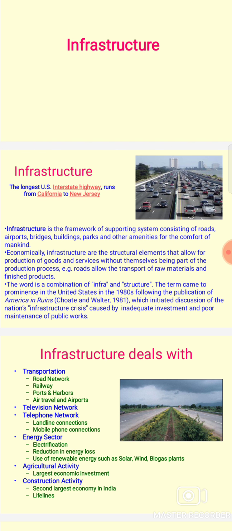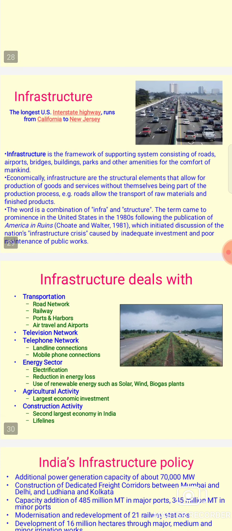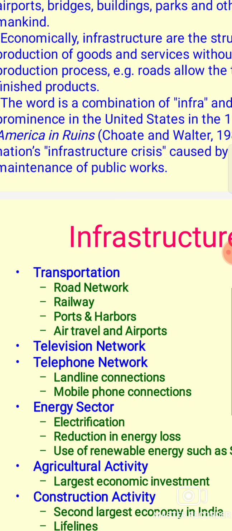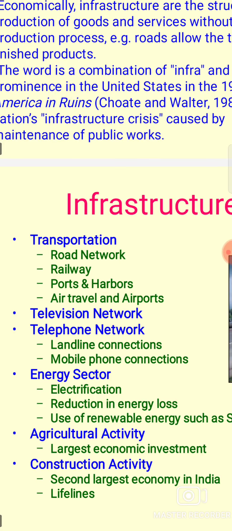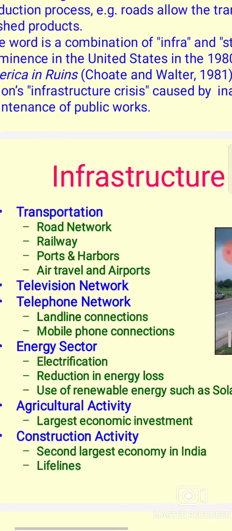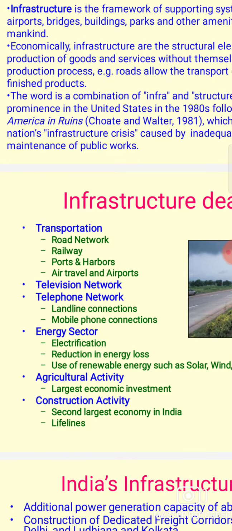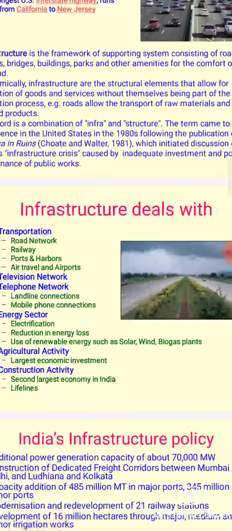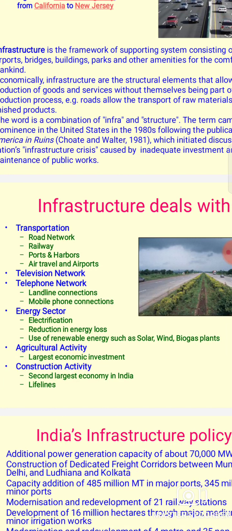Infrastructure mainly deals with transportation, television network, telephone network, energy sectors, agricultural activities, construction activities. Transportation covers road work, railways, ports and harbors, air travel and airports. Television and telephone network covers landline connections and the mobile phones we are using now. Energy sectors cover electrification, reduction in energy loss, and use of renewable energy such as solar, wind, biogas plants. Agricultural activities, like the largest economic investments. Construction activities, the second largest economy in India. And the lifelines.